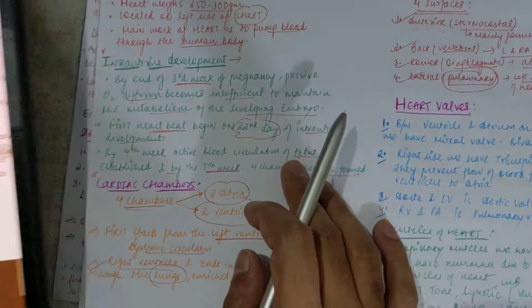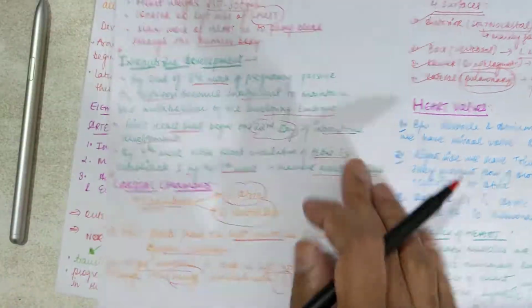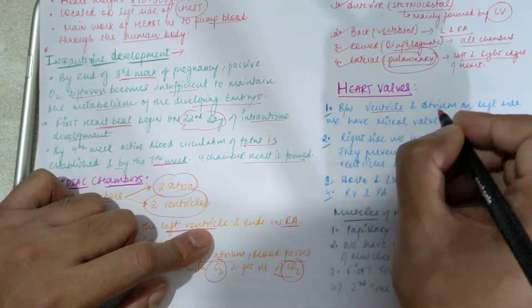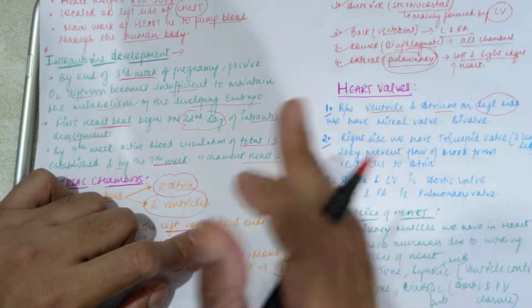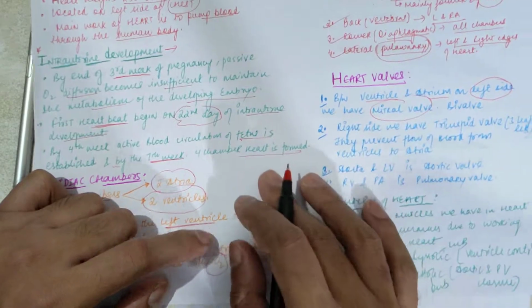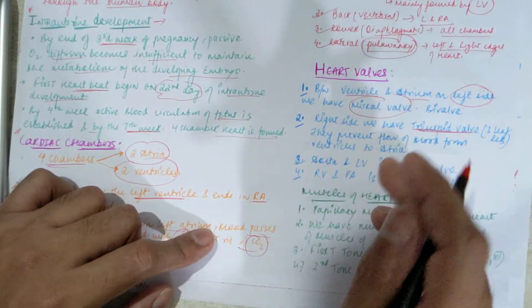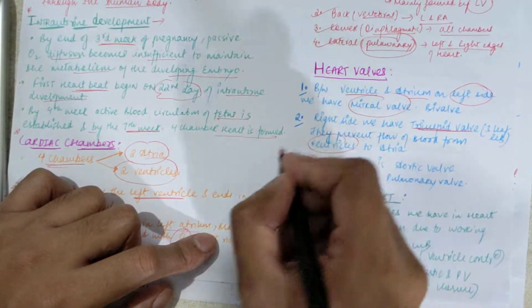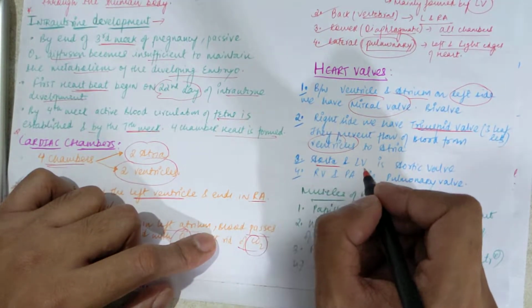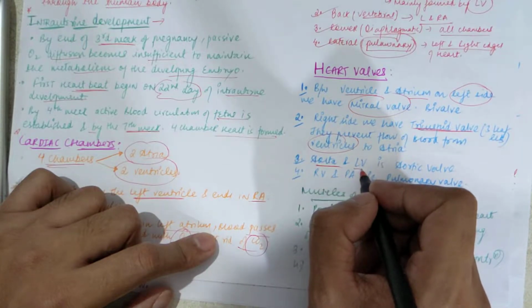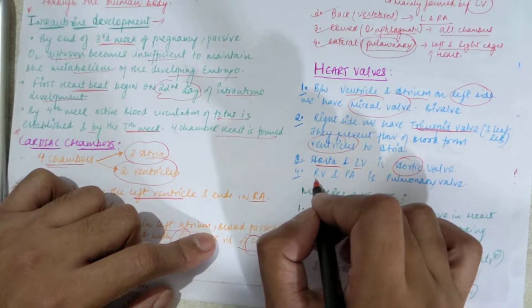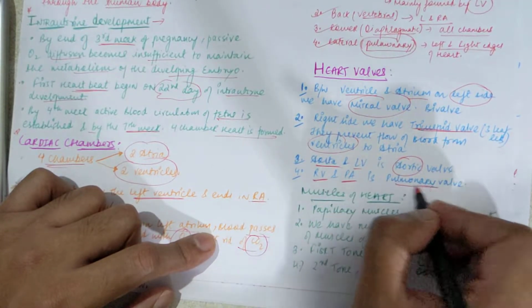Now what valves will we see? Between the ventricles and atria, on the left side we have the mitral valve, and on the right side we have the tricuspid valve. They prevent the backflow of blood from the ventricles to the atria. Third, between the aorta and the left ventricle we have the aortic valve, and between the right ventricle and the pulmonary artery we have the pulmonary valve.